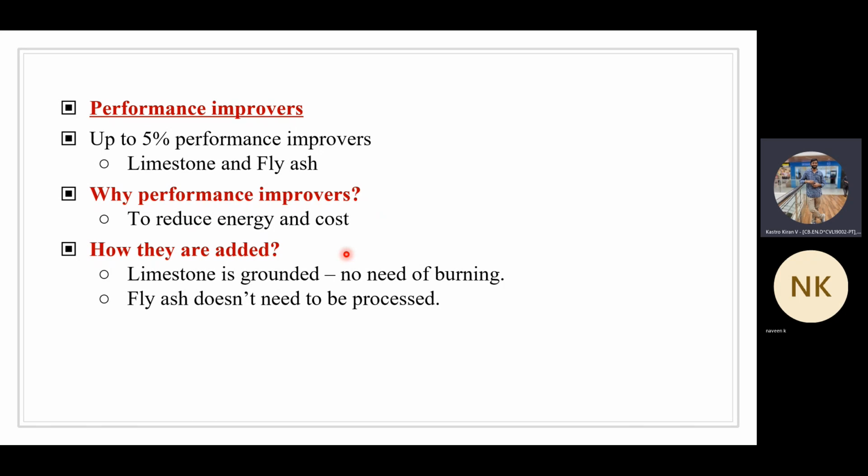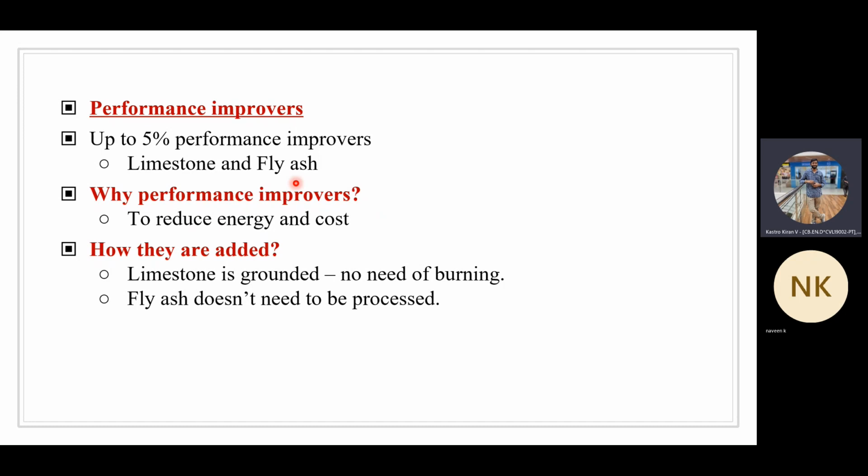Why is the change in cost happening? Because some additional materials are being used. And again, these are not materials which we prepare. These are naturally available materials. Fly ash is a naturally available material. Anyways, I'll talk about those things in detail in the admixtures, where we have to understand about those materials. So that's the reason why we go with the performance improvers.